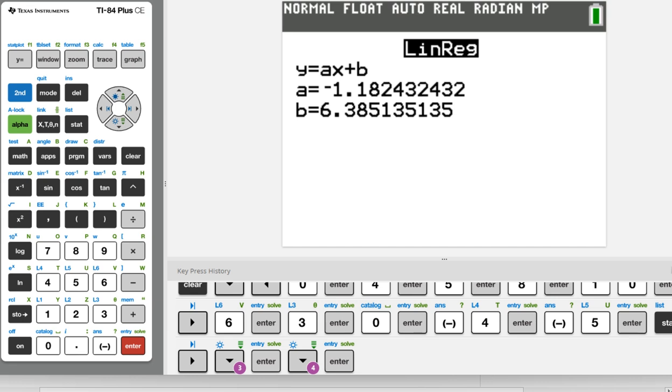So, looks like I get a regression model y equals negative 1.1824, so on and so forth, x plus 6.38513. So that's what the calculator says our line of best fit is.